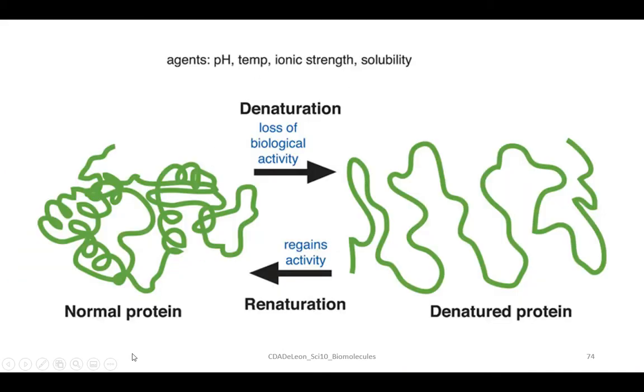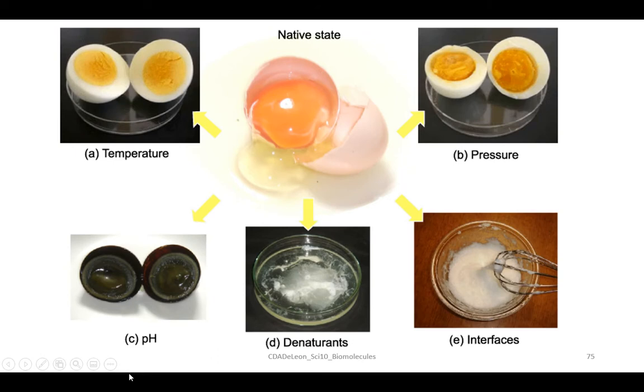And so this is the normal protein. After denaturation, which is the loss of biological activity, it becomes like this, a denatured protein. But when there is regaining of activity, the term is renaturation, to return to the normal protein. So this is the native state, which is the egg. Because of temperature, it became a hard-boiled egg. The same with pressure. But when there is a change in terms of pH, an example is the century egg.